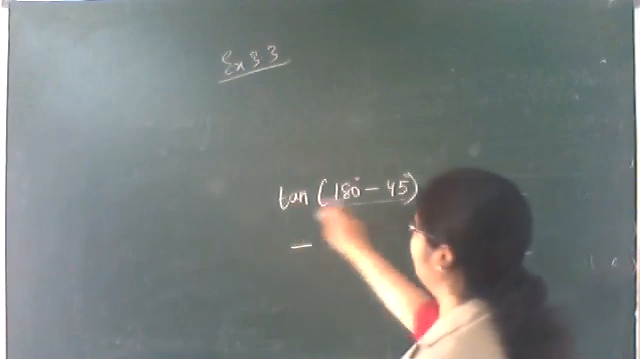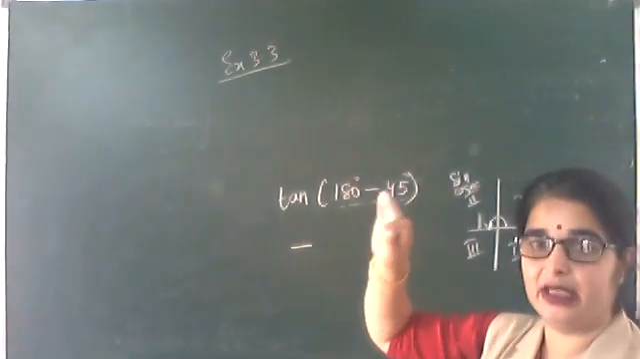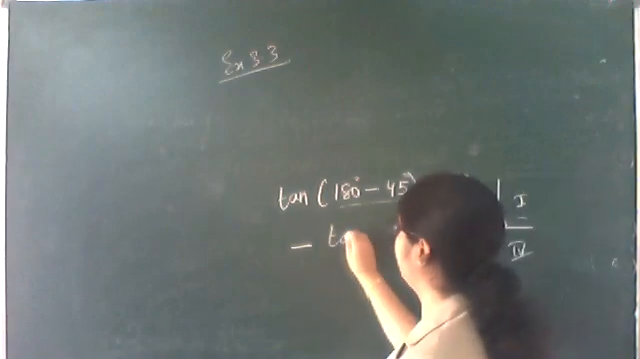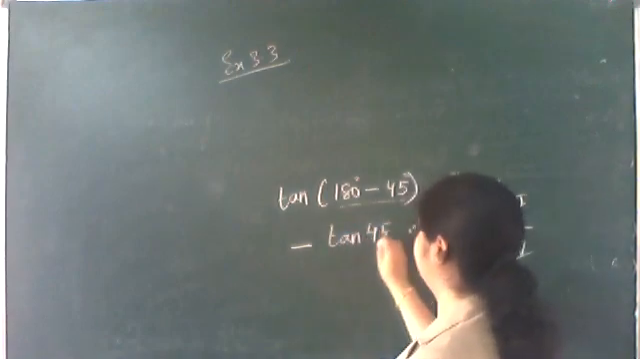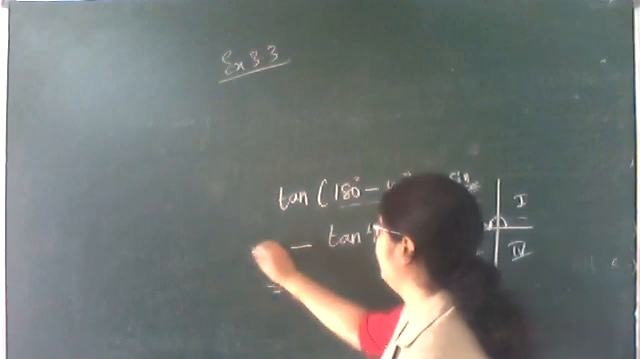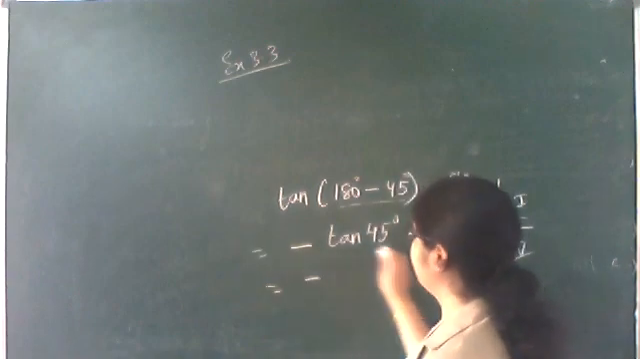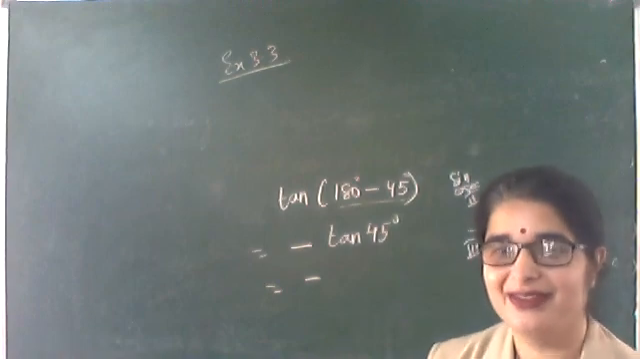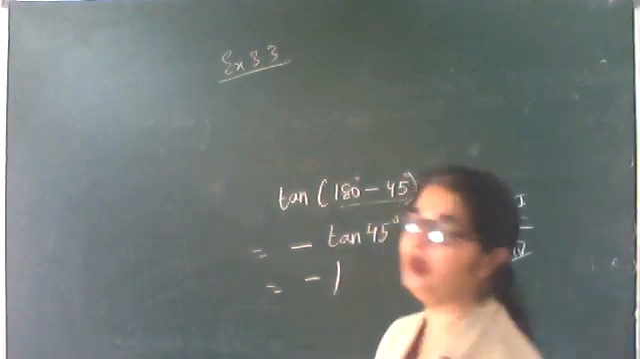Then what is tan 180 minus theta? In 90 minus and 90 plus there is change. In 180 minus and 180 plus, no change. So tan of 45 degree. So the answer will be minus what? What is tan 45? Yes, 1. So minus 1 will be your answer.